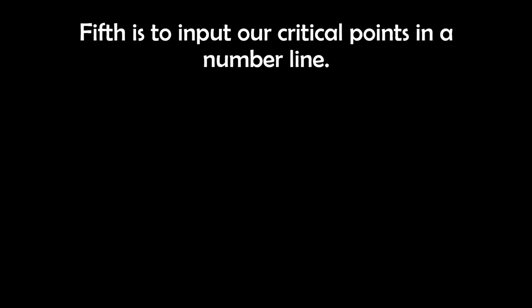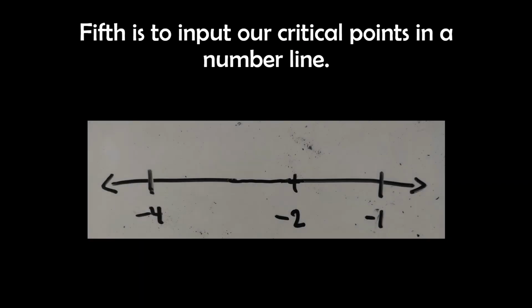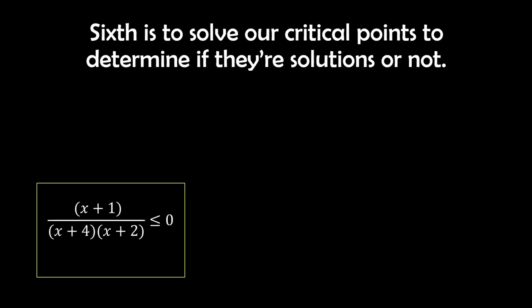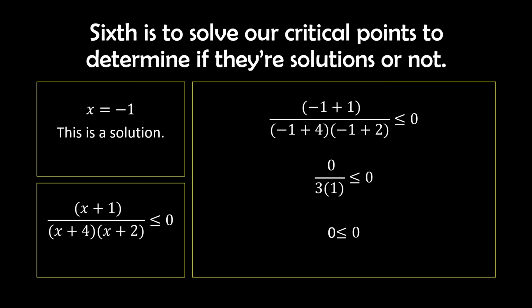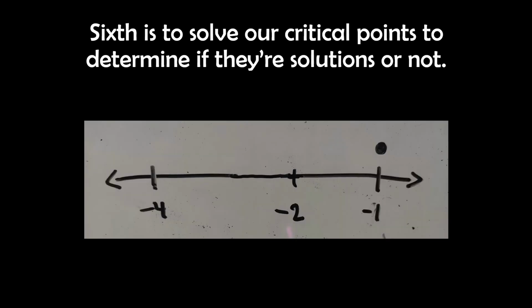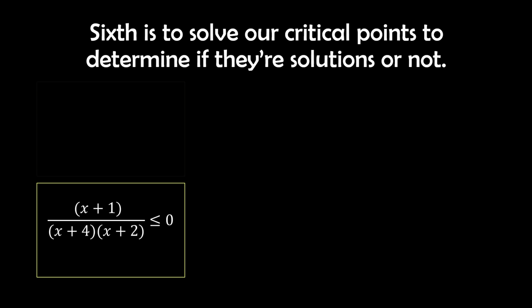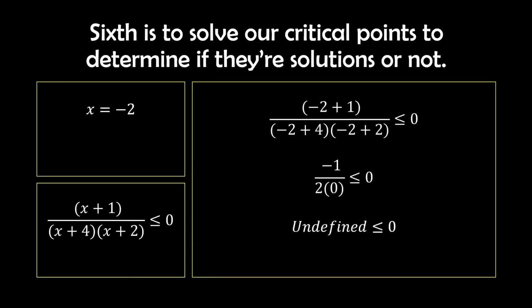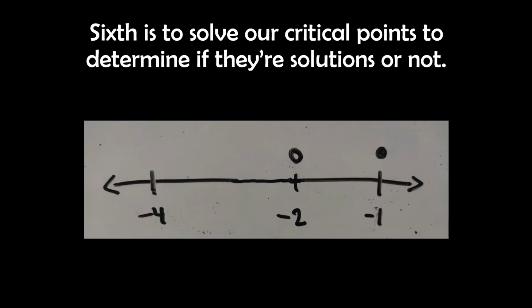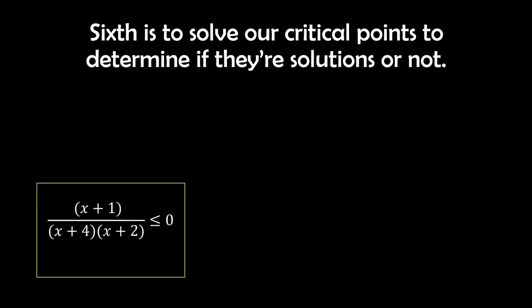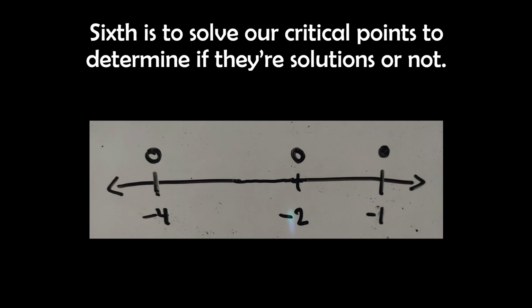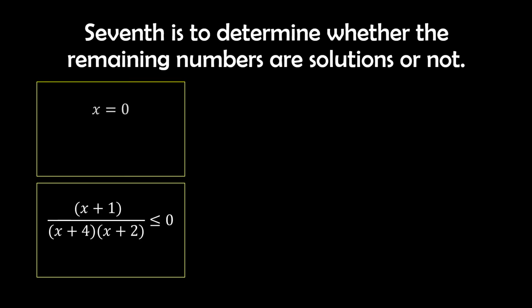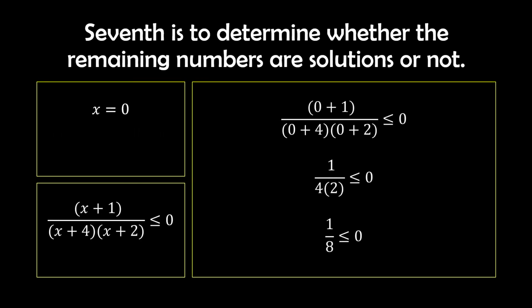Next is to input the critical points in a number line. And then sixth is to check the critical points to determine if they're solutions or not. Again, a solution is a solid dot. Seventh, determine whether the remaining numbers are solutions or not.